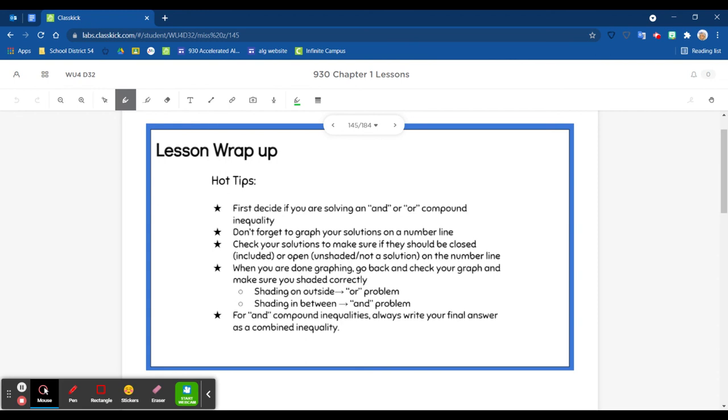Remember, the ors should go to opposite directions. The ands are on top of each other. For and compound inequalities, always write your final answer as a combined inequality. So always put it back together if you do solve it separately.